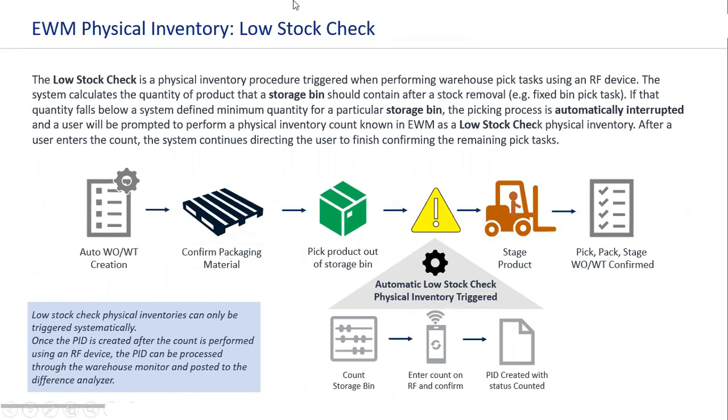This is called a low stock check. A low stock check is a physical inventory procedure triggered when performing warehouse pick tasks using an RF device. The system calculates the quantity of product that a storage bin should contain after stock removal. So this would probably be more relevant for the fixed bin, so the case pick locations. If that quantity falls below a system-defined minimum quantity for a particular storage bin, the picking process is automatically interrupted and the user will be prompted to perform a physical inventory count, known in EWM as a low stock check physical inventory. After the user enters the count, the system continues directing the user to finish confirming the remaining pick tasks.